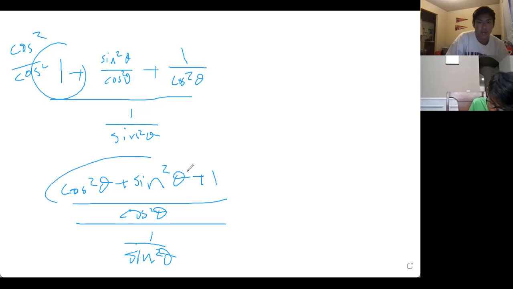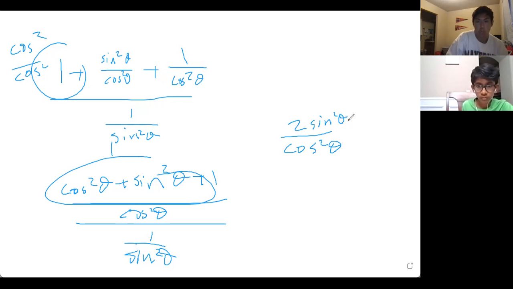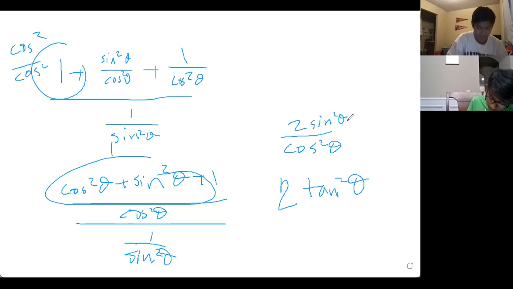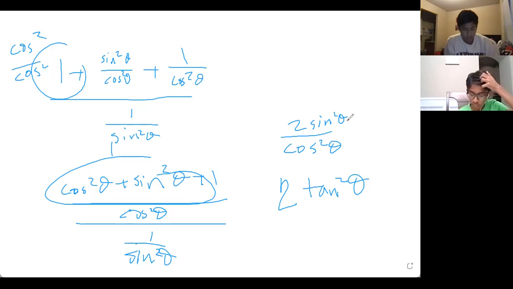Once you have this, these two add up to 1. So 1 plus 1, you have 2 over cosine squared theta. And this sine squared theta ends up on the top. And then that is what? 2 tangent squared theta is what you have. Does that make sense? Okay.